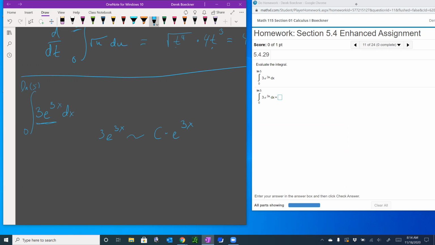So I'm just going to differentiate this and see what that constant would have to be. If I take the derivative of this, I'm going to get the constant times e to the 3x times, the chain rule would tell me, 3. And I want it to be exactly that, so I'm just going to make the constant 1. So this is my antiderivative.